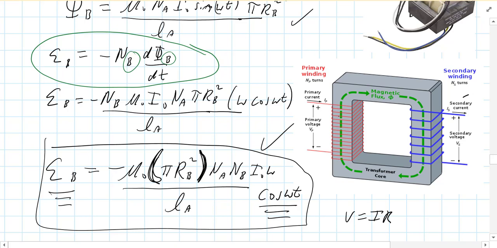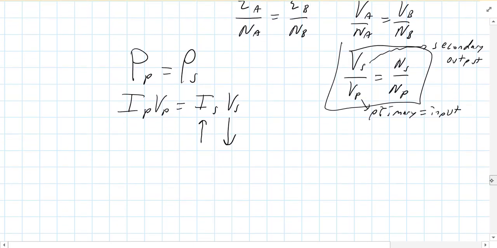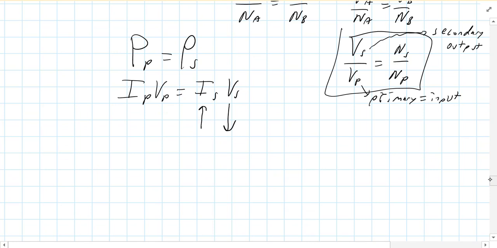The input, here's another step-down transformer. The input's got a lot of turns, but they're skinny wires. The output is a lower voltage, but a higher current, so the wires are thicker. Okay. So you got those two relationships, and they're very, very simple.